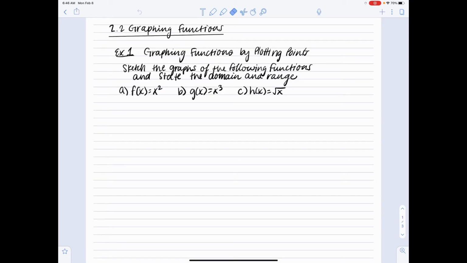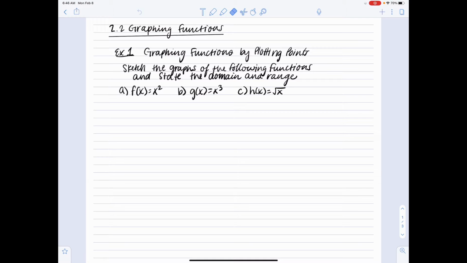Okay, today we're going to talk about graphing functions in different ways. This is 2.2. So we're just going to do a little bit of notes and a couple examples. So the first example is graphing functions by plotting points. Sketch the graphs of the following functions and state the domain and range.